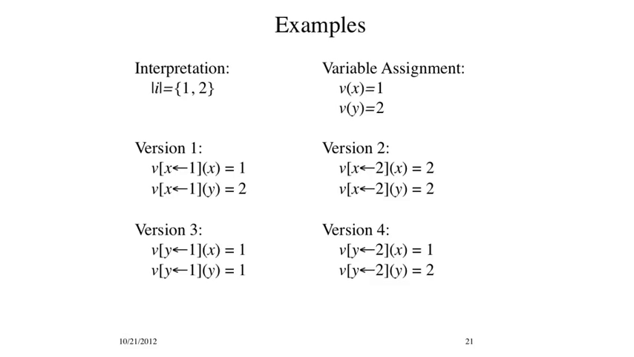Okay, here are some examples. Let's take the variable assignment shown here in the upper right. All of the variable assignments at the bottom are versions of this variable assignment. In the first, we assign x to 1. In the second, we assign x to 2. In the one in the lower left, we assign y to 1. And in the one in the lower right, we assign y to 2. These versions overwrite whatever was in v in the original variable assignment.